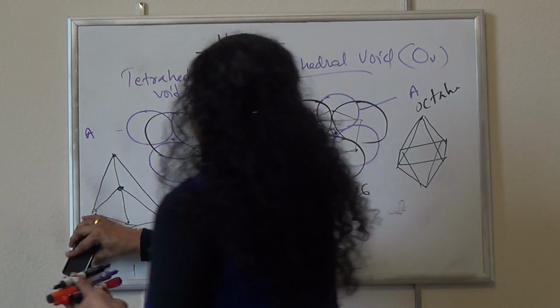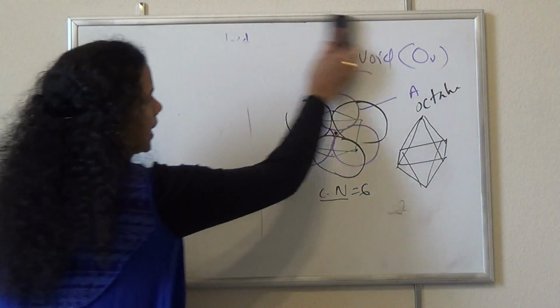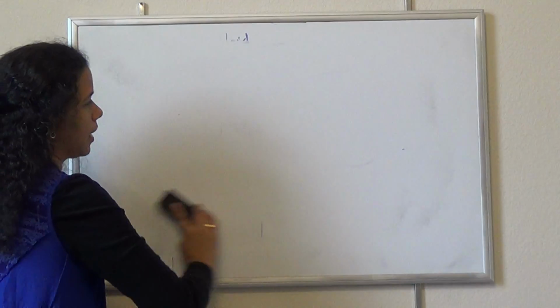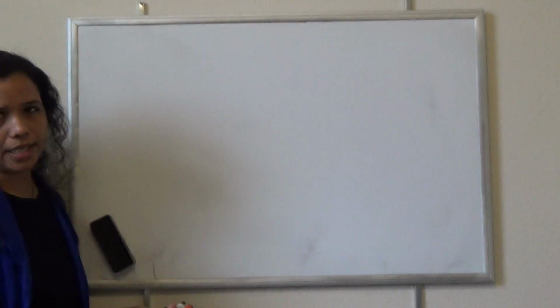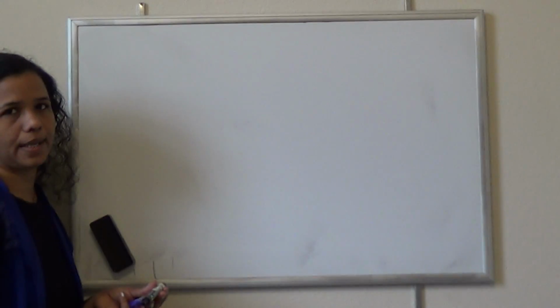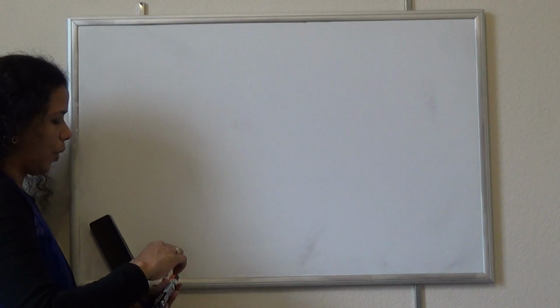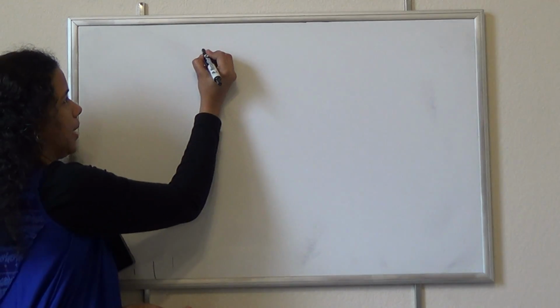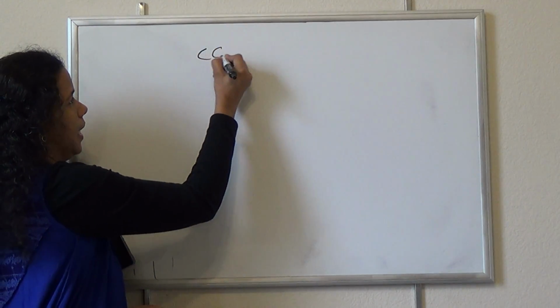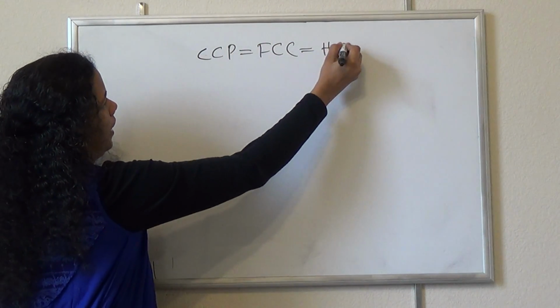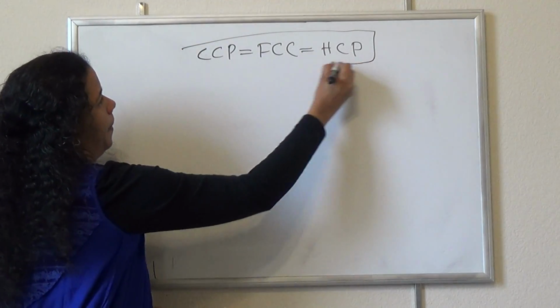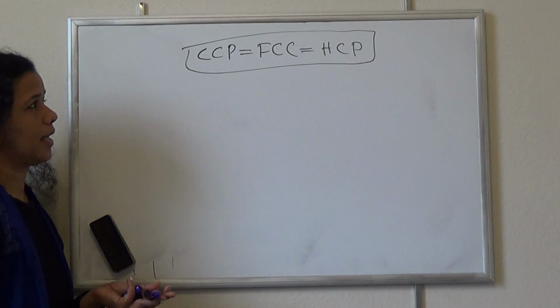By using X-ray study, we know that 74% of the space is occupied by atoms and 26% of the space is occupied by voids. In close packed structures, there are 3 types: CCP, which is equal to FCC, and which is equal to HCP. Always remember this. All these are the same: cubic close packing, face centered close packing and hexagonal close packing.